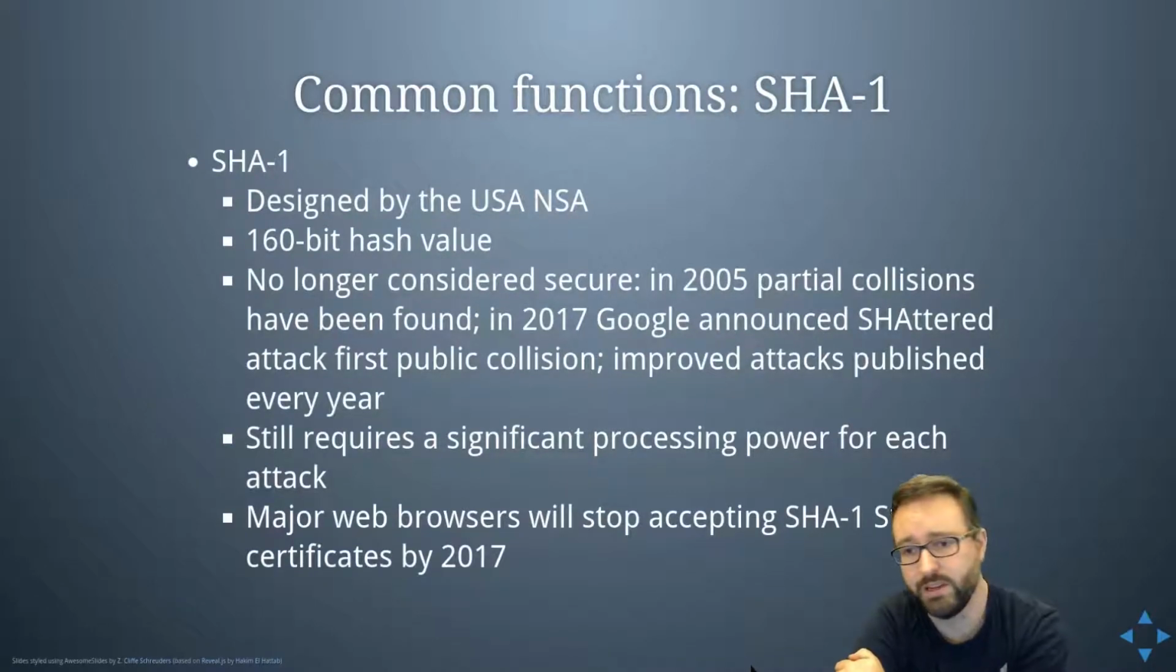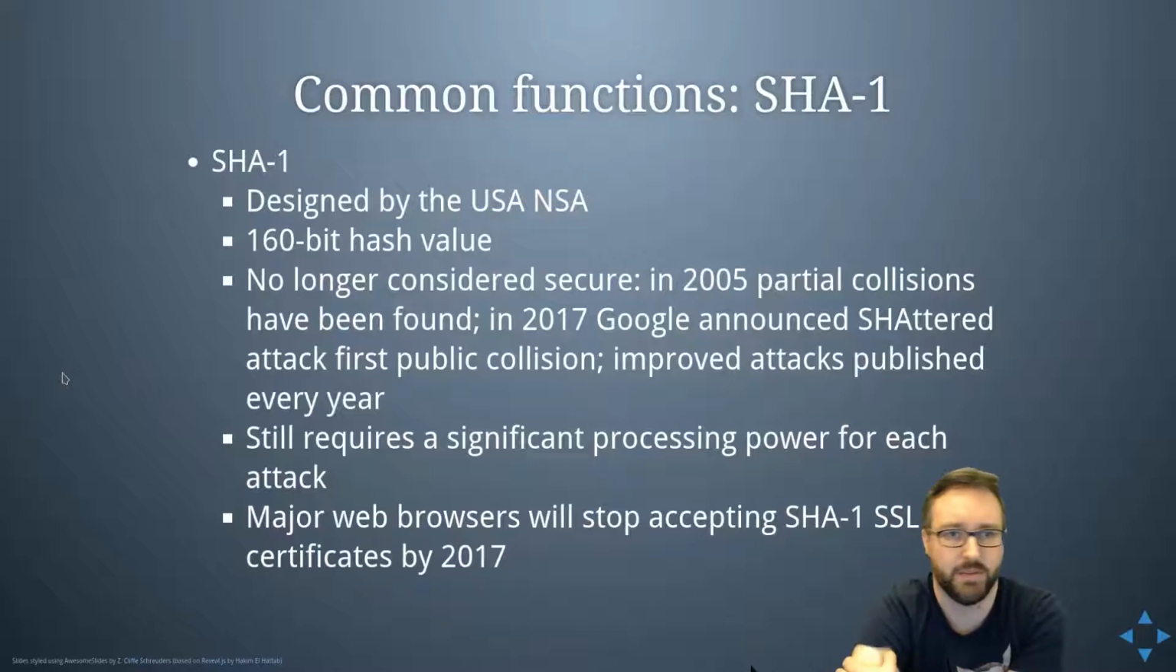SHA-1 is an improvement, and it was designed and published by the United States National Security Agency, the NSA. It's got a 160-bit hash value. It's no longer considered secure. In 2005, partial collisions were found. In 2017, Google announced the SHAttered attack, which had the first public collision. And every year since then, there have basically been incremental improvements on that.